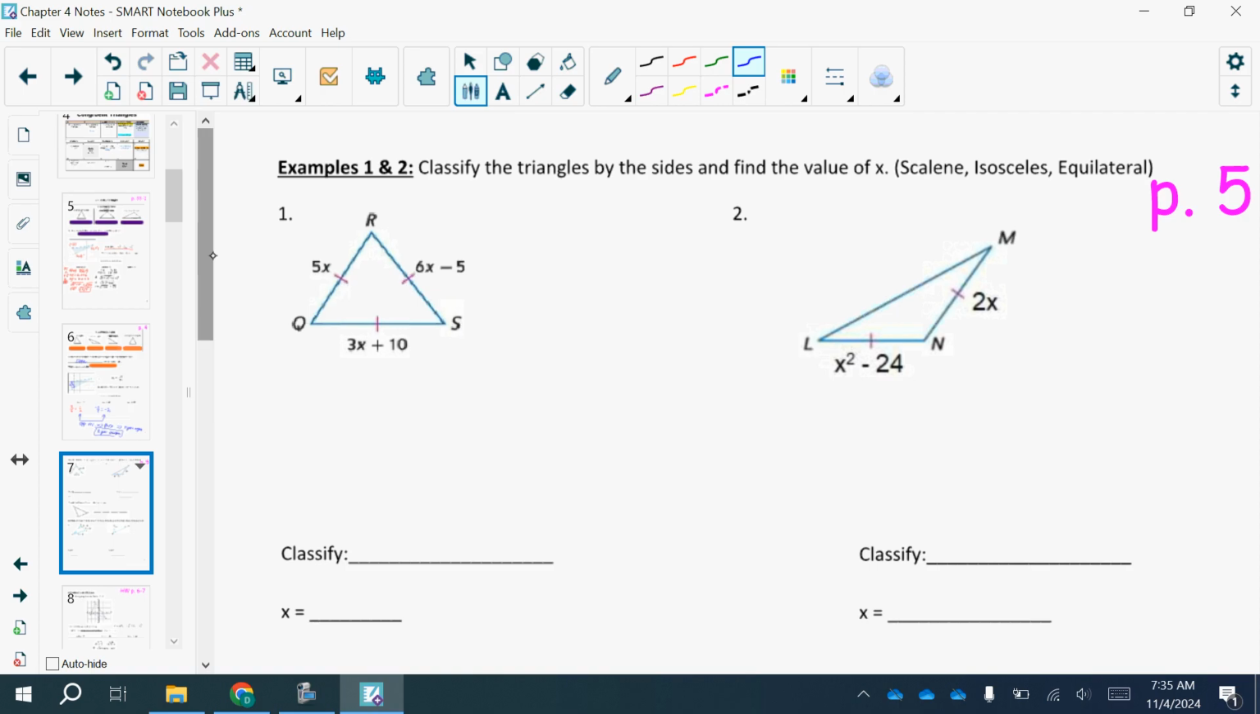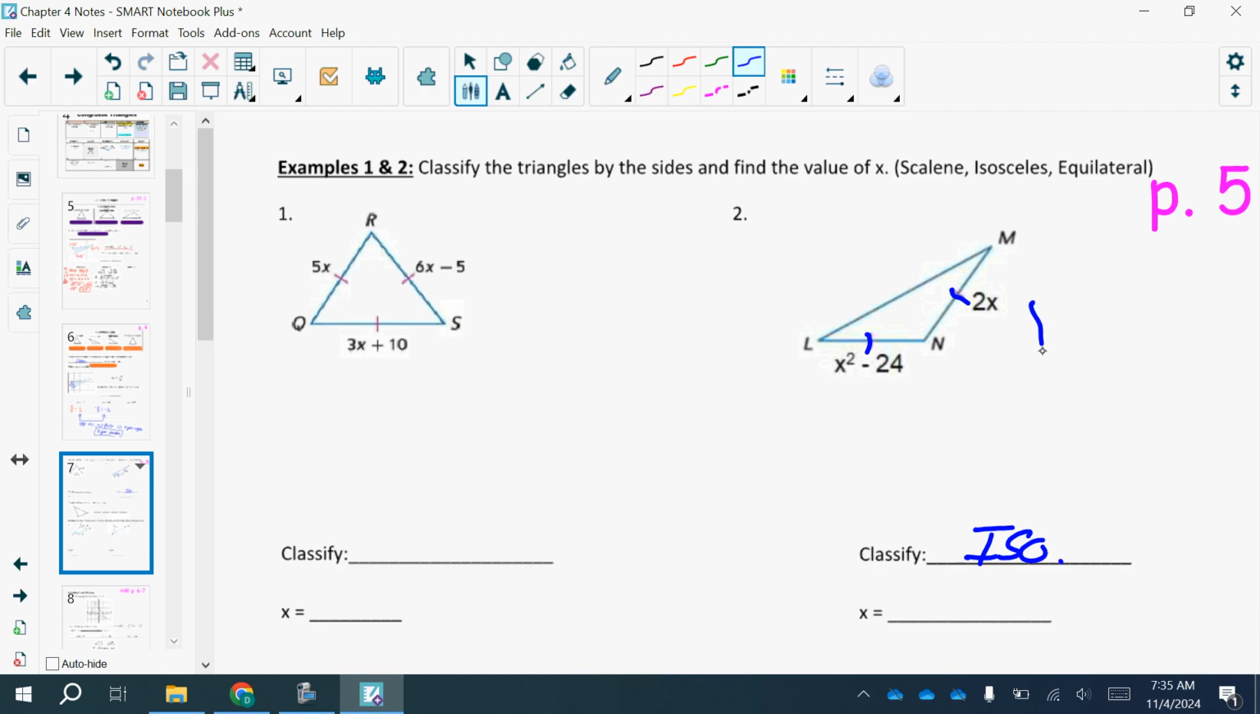Okay, let's do one of these examples. Let's look at example 2. It wants us to classify the triangle and find x. These tick marks indicate congruency. So it's telling us there's two congruent sides. So that would be an isosceles.